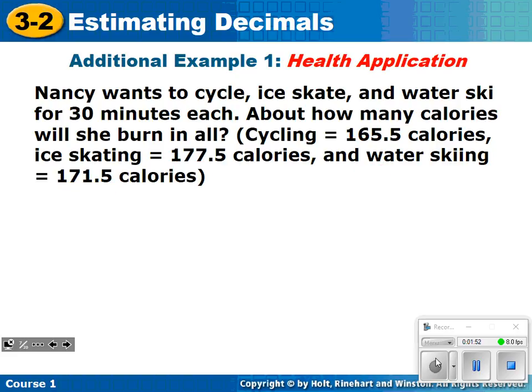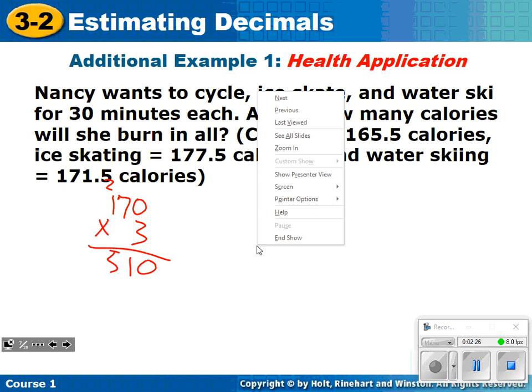What do you got, Sam? I'm going to say 170. So we'll go 170, and because there's three of them, we go 170 times 3, and we got a 0 here, a 1 here, a 2 here, and a 5. About how many calories is she going to burn in all? About 510 calories. Isn't that easy? You'll get there. Now it's easy, right?